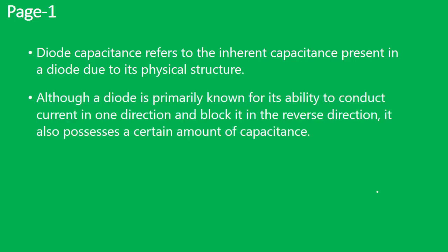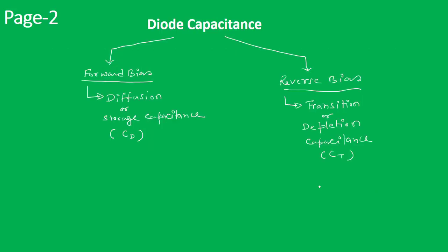However, this diode is primarily known for its ability to conduct current in one direction and block in the reverse direction, but it also possesses a certain amount of capacitance, and nowadays we are having this diode as a capacitor. It is gaining popularity and wide application areas, diode as capacitor.